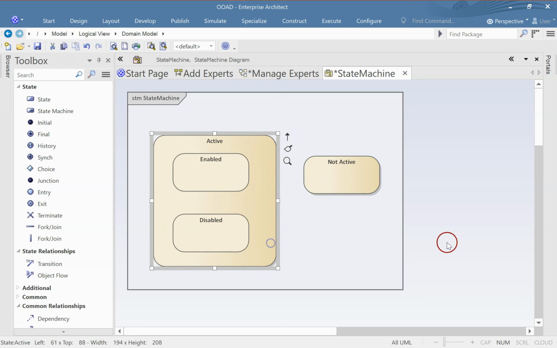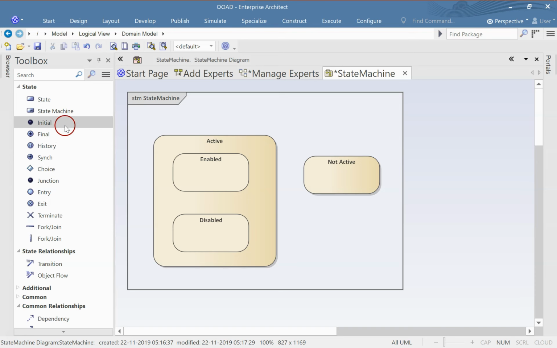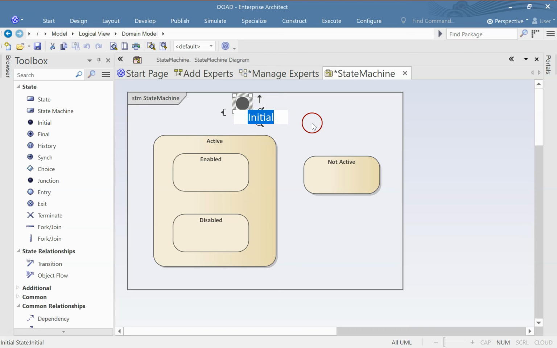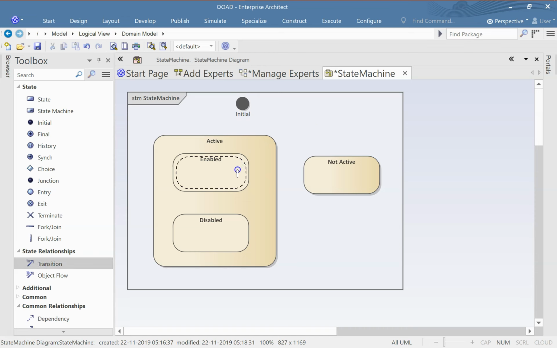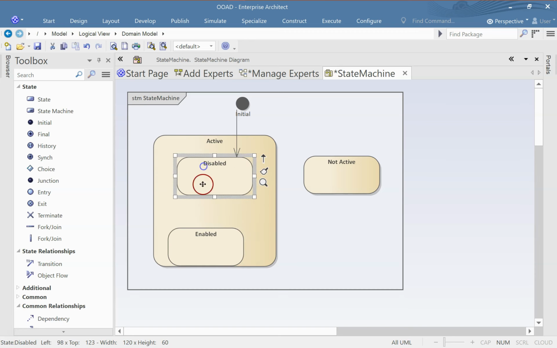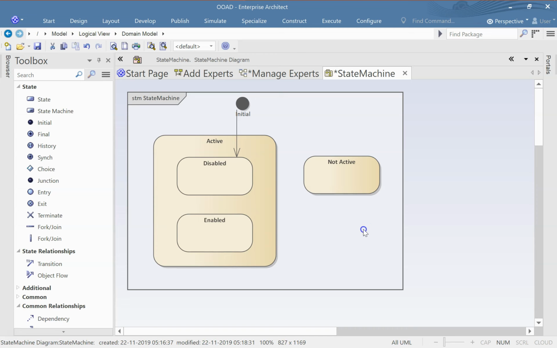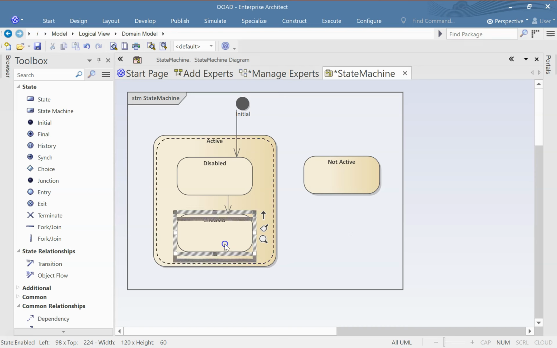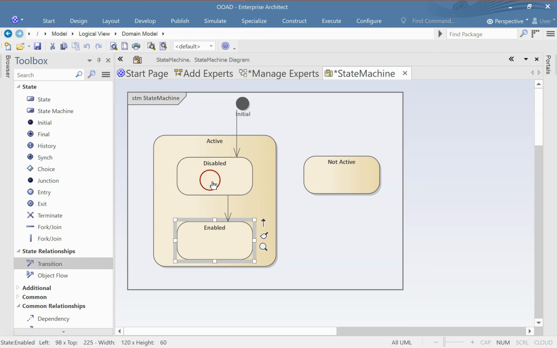So what will be the initial state? So starting point when the object gets created would be the initial state. So when it gets created, it will be in active state, otherwise it won't be added. But more importantly, it will be in disabled state because it doesn't have enough questions, approved questions, right? From disabled state, it can go to enabled state. Now, irrespective of whether it is enabled or disabled, it can go to not active.